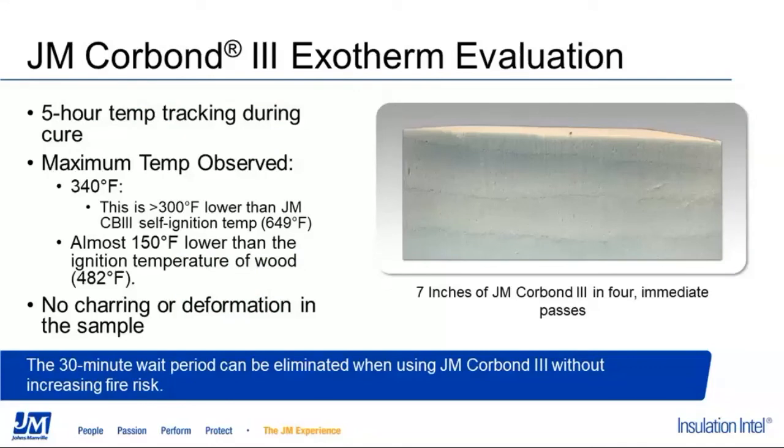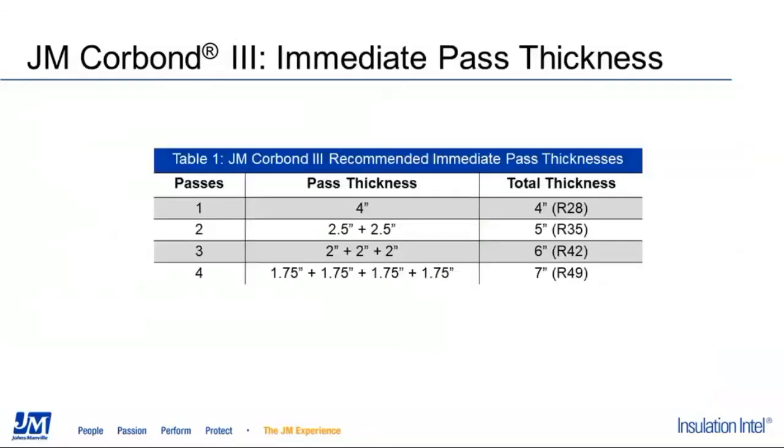After cure, the sample was cut into and no charring or deformation was observed. Therefore, Corbond III is not at an increased risk of fire when sprayed to 7 inches in 4 passes, and the 30-minute waiting period can be eliminated. This exotherm evaluation, along with extensive testing on physical and thermal properties, has led JM to recommend options of 1, 2, 3, or 4 passes sprayed without wait time, achieving an R value of up to R49. You can find this table on the technical datasheet for Corbond III located on jm.com.